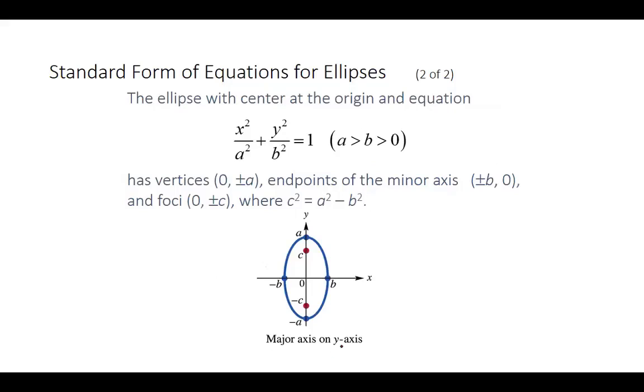Similarly, if the ellipse opens on the y-axis, the equation is given to us as x squared over b squared plus y squared over a squared equal to 1, where a is greater than b and b is greater than 0, has vertices 0, plus and minus a, endpoints of the minor axis will be plus and minus b, 0, and the foci would be 0, plus and minus c. Again, this is the formula that you want to pay attention to as well. c squared would be equal to a squared minus b squared, and that would be the shape of the ellipse that opens on the y-axis.